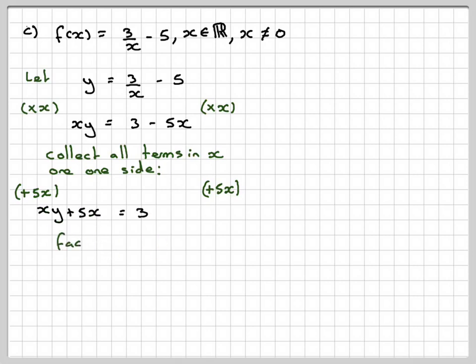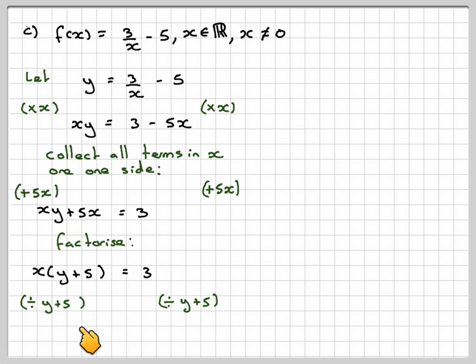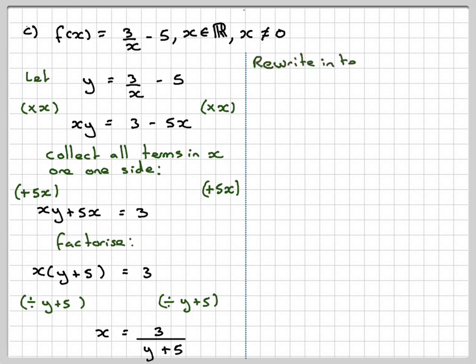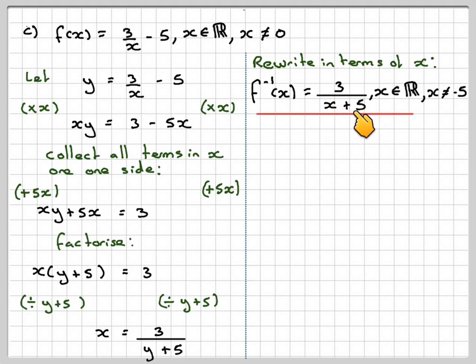Factorize out the left-hand side, so same technique as the previous example, so x brackets y plus 5 is equal to 3, and then dividing both sides by y plus 5, you're going to have that x is equal to 3 over y plus 5. Rewrite in terms of x, so f to the minus 1 of x is going to be 3 over x plus 5. Obviously this time x belongs to a set of real numbers, but x cannot be equal to minus 5, otherwise you're dividing by 0.